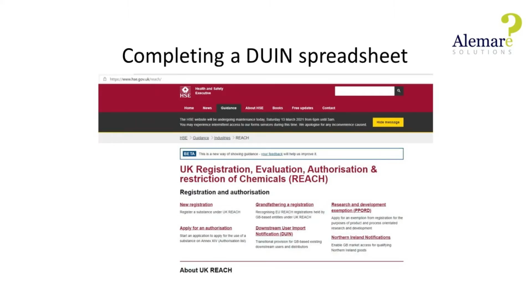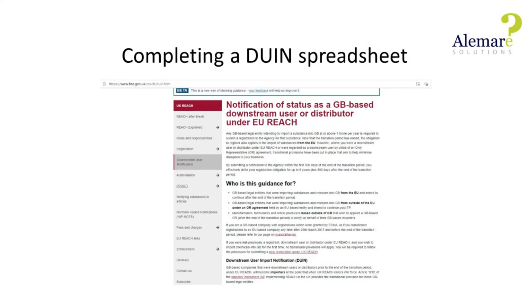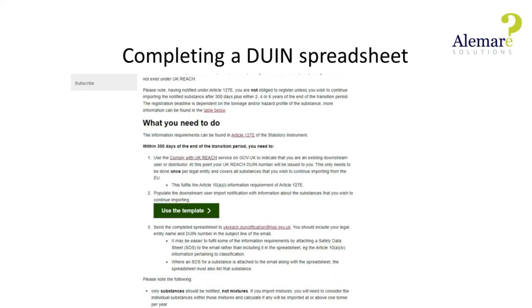The first step is to download a copy of the spreadsheet from the HSE website at www.hse.gov.uk/reach and click the link for Downstream User Import Notifications. Scroll down to the bottom of the page. The spreadsheet can be found by clicking the green Template button.